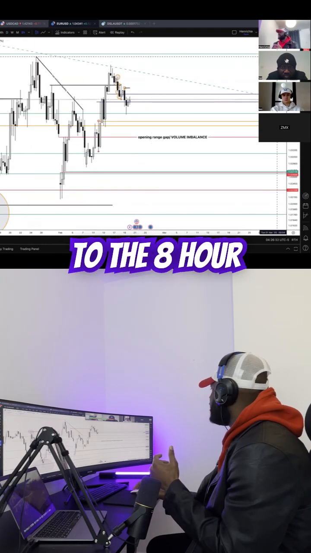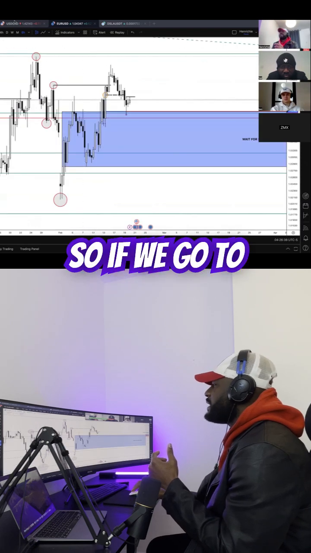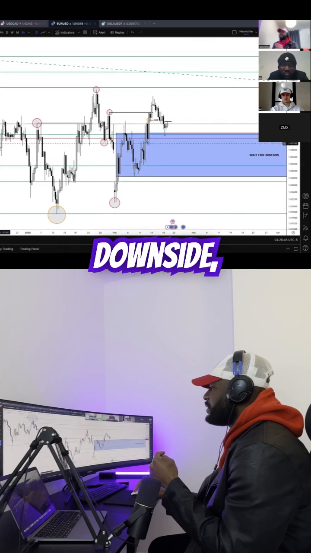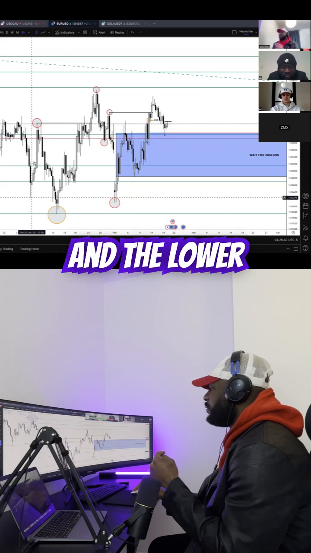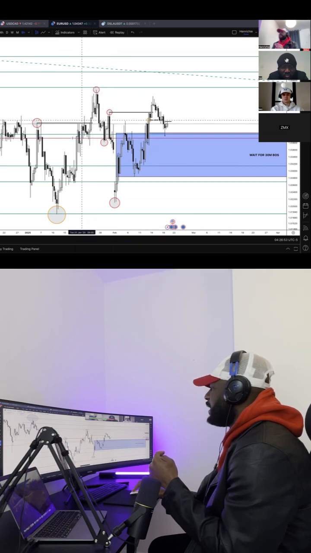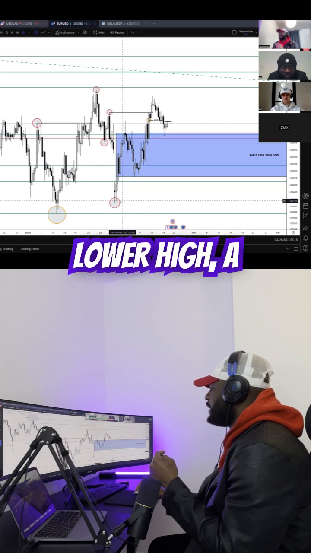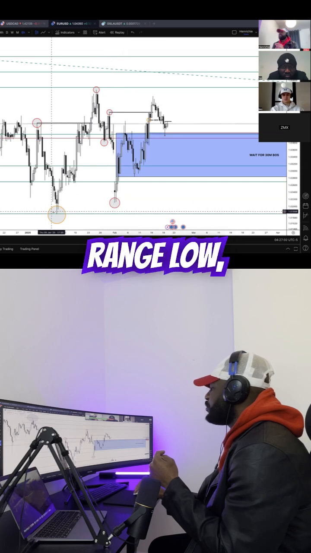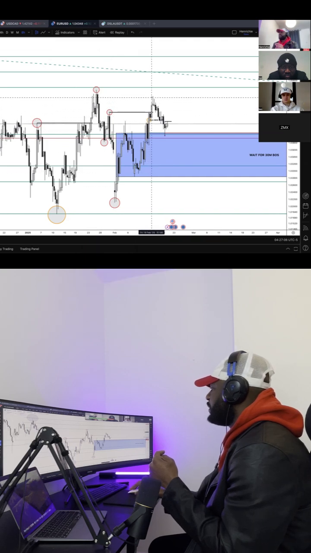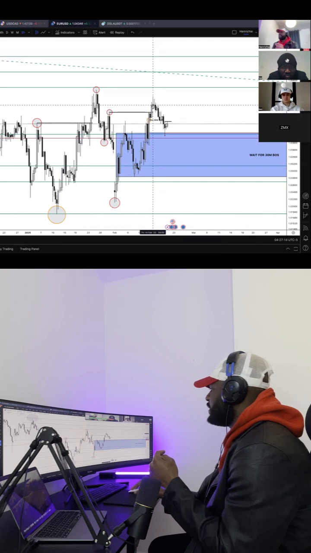So now if we go to the 8-hour time frame, let's take this back to Rwanda. On the 8-hour time frame, you can also see how we were trending to the downside, creating lower highs and lower lows, a lower high and a lower low. And then we eventually broke structure to the upside. After we broke structure to the upside, look what happened right here. We created a lower low, a lower high, a lower low. Now, within this range low, range high, we created this bearish leg, and then we broke the structure of that bearish leg. And after breaking that structure, what do we expect to see? A retest.